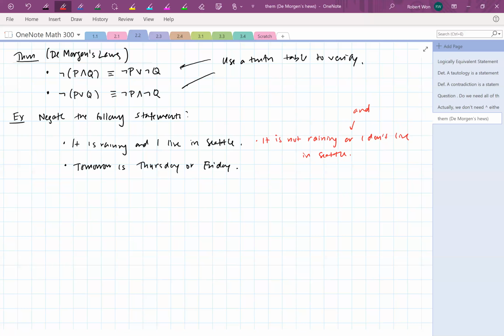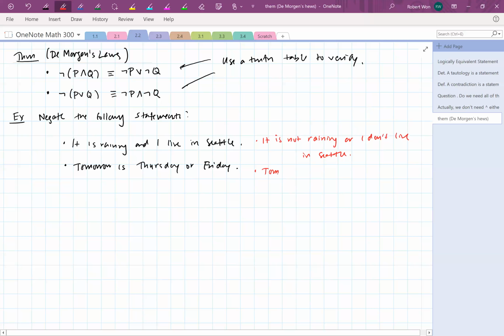Which means that the negation of an and statement is an or statement where you've negated each of the individual pieces. Again, the second one, tomorrow is Thursday or Friday. How would you negate that? You'd say, well, tomorrow is not Friday and tomorrow is not Thursday, or tomorrow's not Thursday and tomorrow's not Friday. That's how you would negate tomorrow is Thursday or Friday.